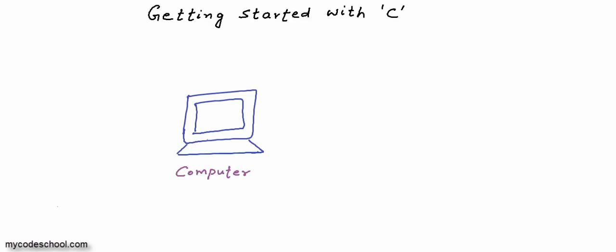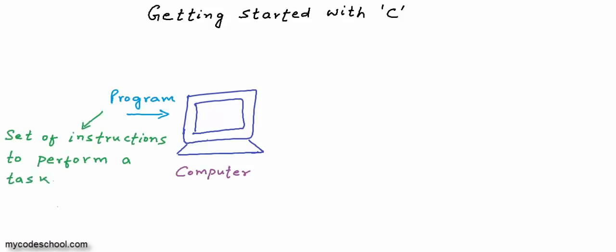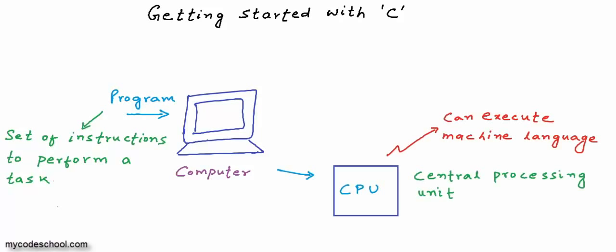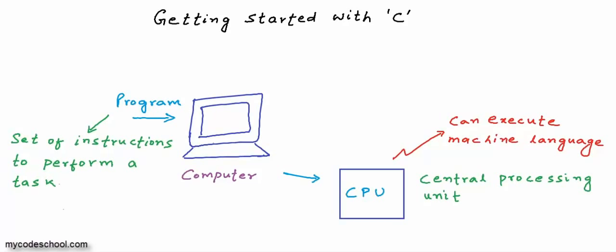A computer is a general purpose machine that can perform any computational task for you. To perform a task, you need to give it a program, which is nothing but a set of instructions to perform a task. The core part of the computer that executes these instructions is called Central Processing Unit, or CPU. And CPU can execute instructions only in what we call machine language, which is binary encoded as per some rules. Machine language is called a low-level programming language. It's too cryptic to write and it varies from one architecture to another.